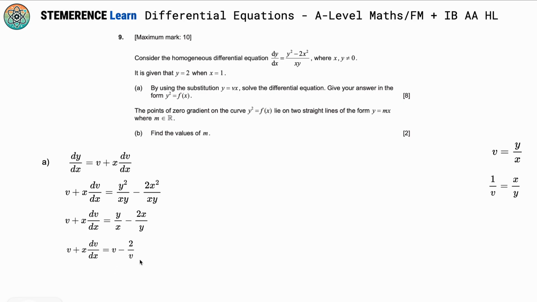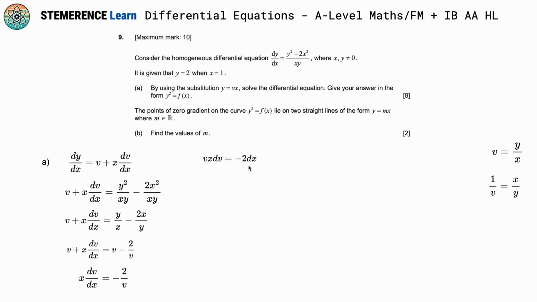The next step is, actually if we notice closely over here, if we subtract v from both sides of this equation, then we just get x times dv over dx is equal to negative 2 over v. So we're able to simplify our expression much further, and now it'll be much easier for us to integrate. So now what we can do is cross multiply. So we do v times x dv, that's just vx dv, and then we do dx times negative 2, that gives us negative 2 dx.